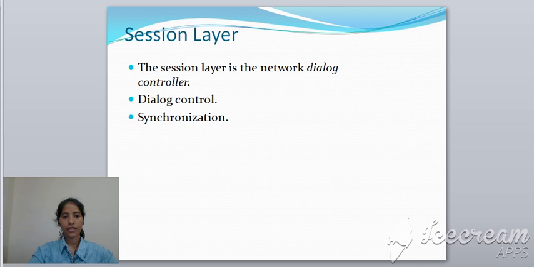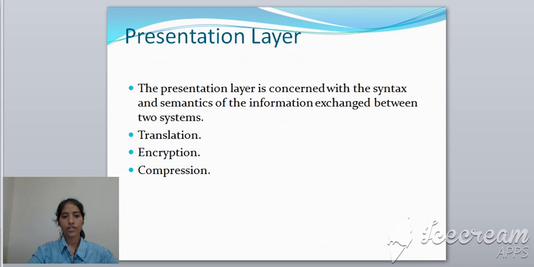The next layer in the OSI model is the presentation layer. Now, looking at the functionalities of the presentation layer. The presentation layer is concerned with the syntax and semantics of the information exchanged between two systems.